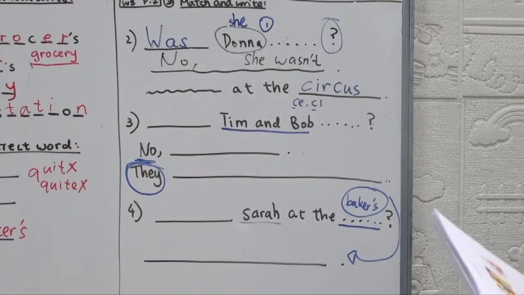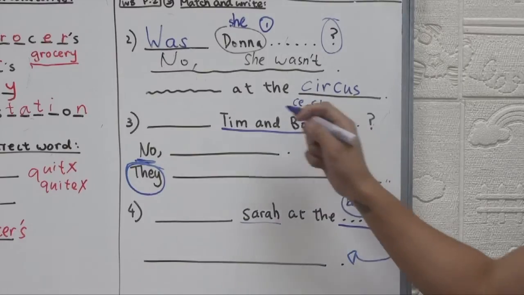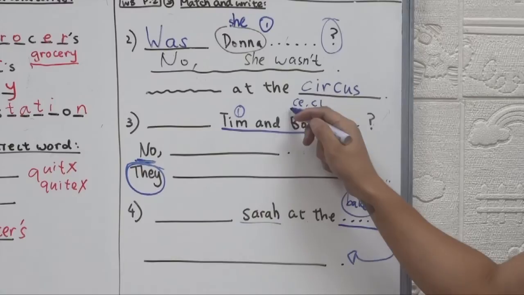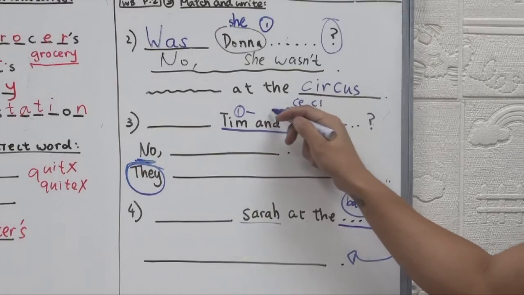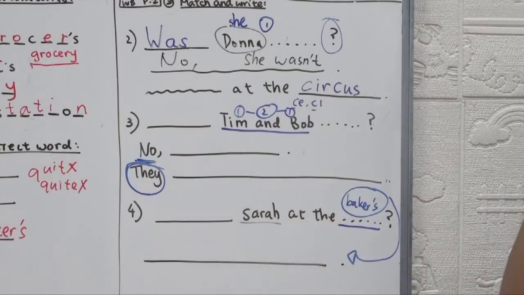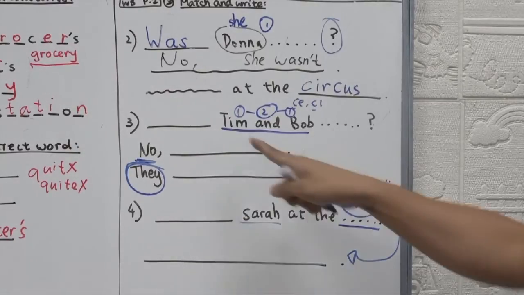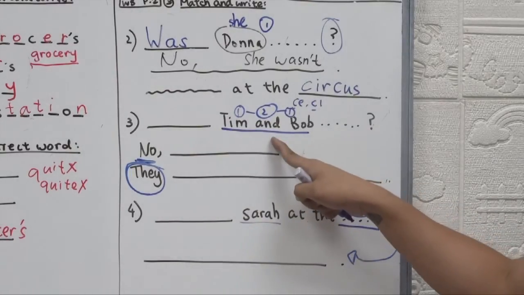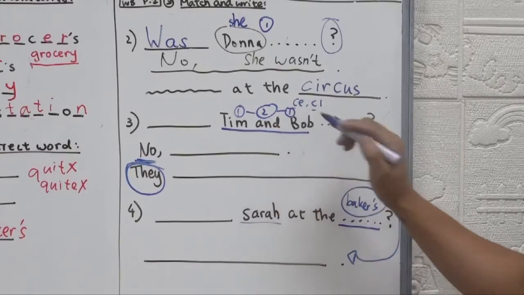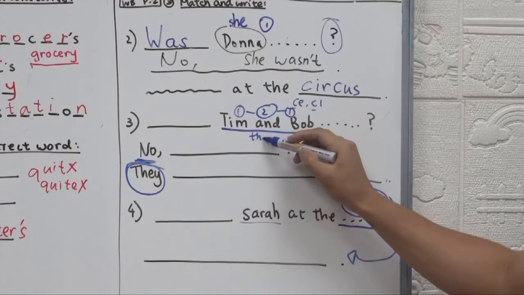Alright, so let's check our answers now, okay? So we have Tim and Bob, alright? How many people are Tim and Bob? Tim is one person, right? Bob is another person. You put them together, we have 2 people, alright? And is there an I? Is it Tim and I or Bob and I? No and I, right? So it's not we, so it should be they, right?